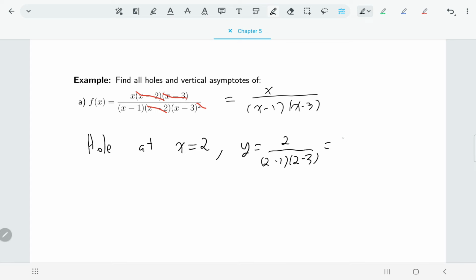And I get negative 2. So the point 2, negative 2, if I were graphing f of x, I would graph it as a hollow circle. I would label it 2, negative 2. So when I would plot this, my graph will do something until it gets close to that point and then move on and do something else afterwards. So I would have something like this on my graph if I were graphing f of x.